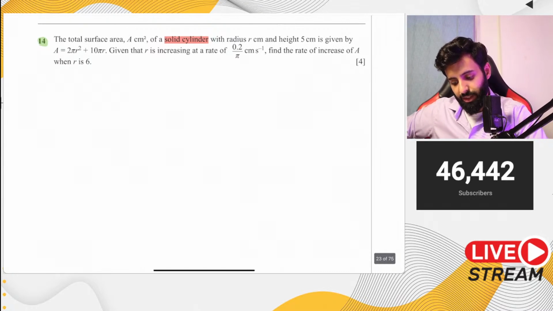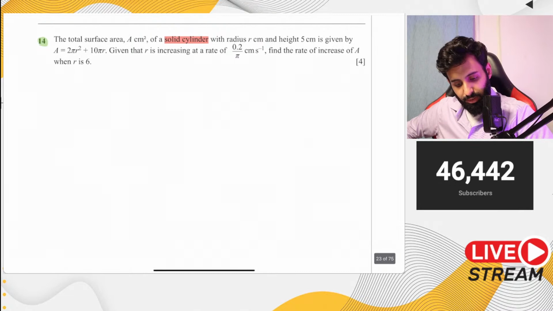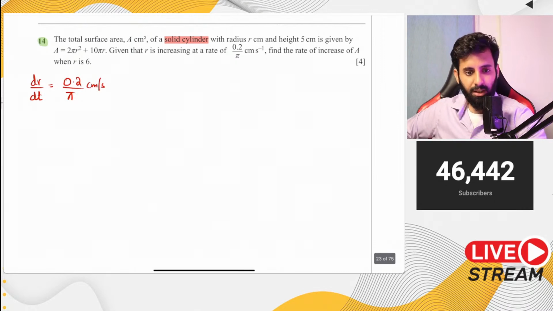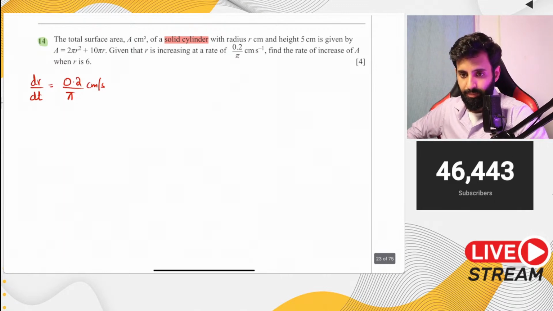Okay, so let's read the entire question, then we'll start writing down the important pieces of information. It says, given that r is increasing at a rate of so and so, find the rate of increase of A when r is 6. First of all, we are told that r is increasing at a certain rate, so that means dr upon dt is equal to 0.2 upon pi centimeter per second. Centimeter per second or centimeter second minus 1, it's the same thing, so don't worry about that.